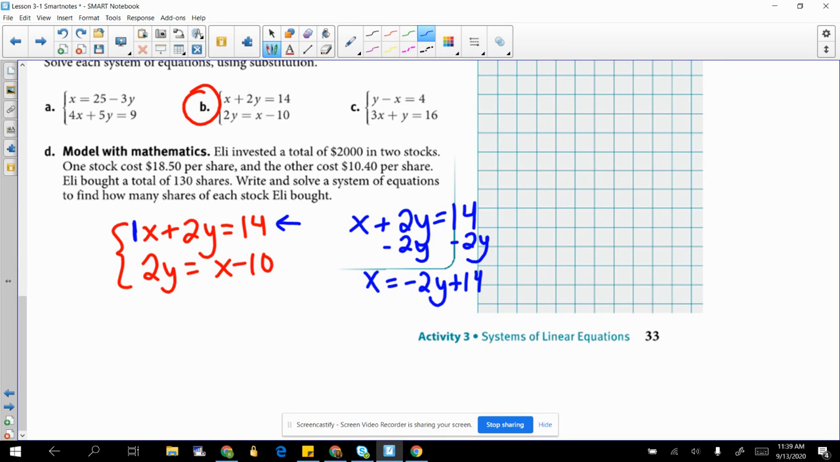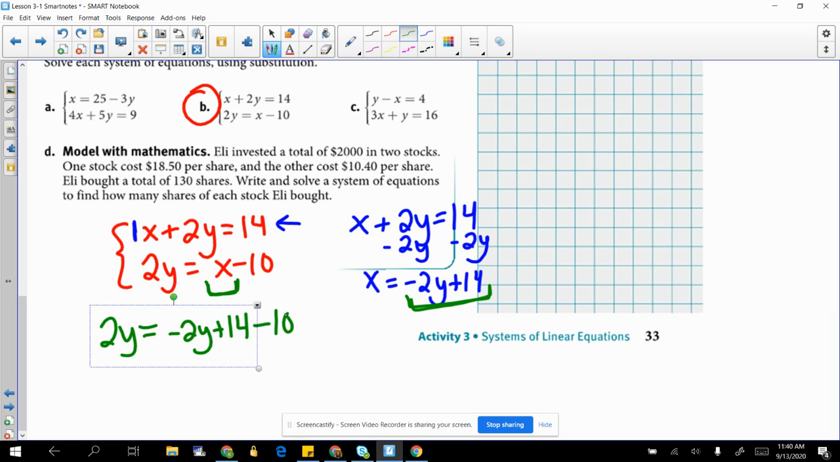Okay, cool. So now I know that x equals this. So I'm going to plug that in for x in this equation here. So I have 2y equals negative 2y plus 14. All right, and I just plugged in what I had there, but then I also need to bring down this minus 10. Okay, now I am solving this, so 14 minus 10 is 4. I just combine those like terms.